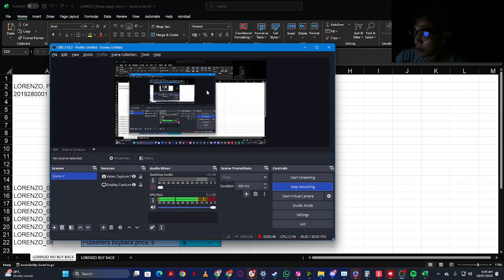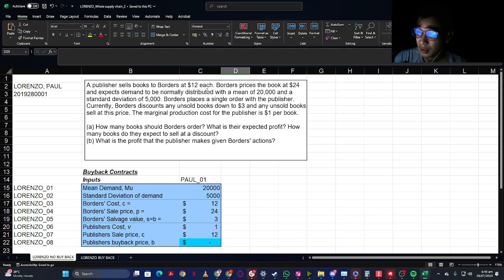Let me just check if I'm recording. All right. So Borders discounts any unsold book. All right. So the marginal production cost for the publisher is $1 per book.